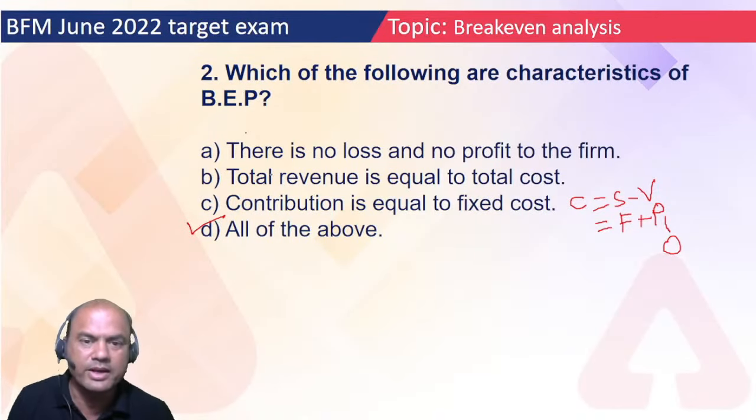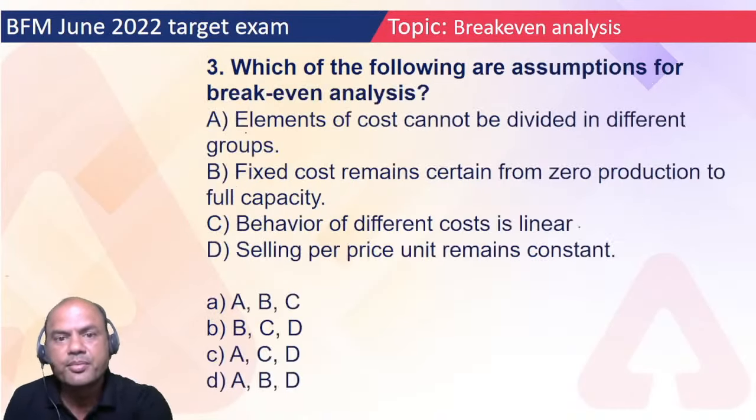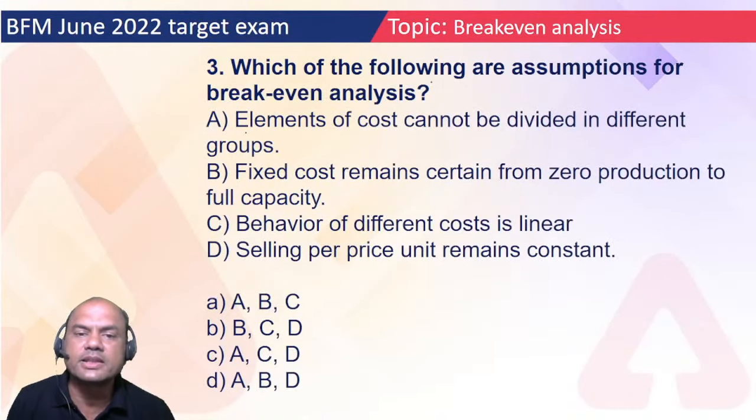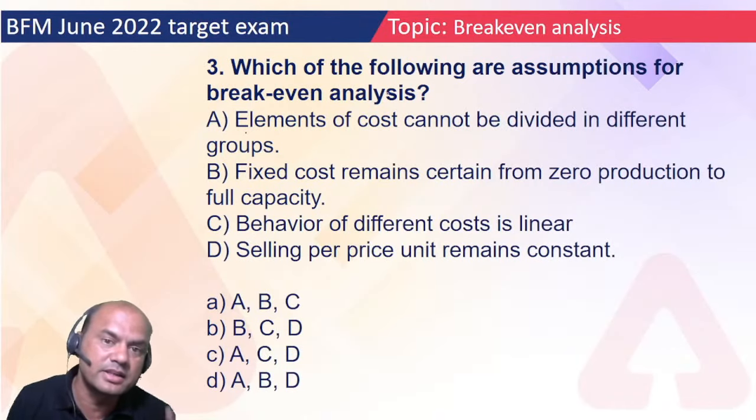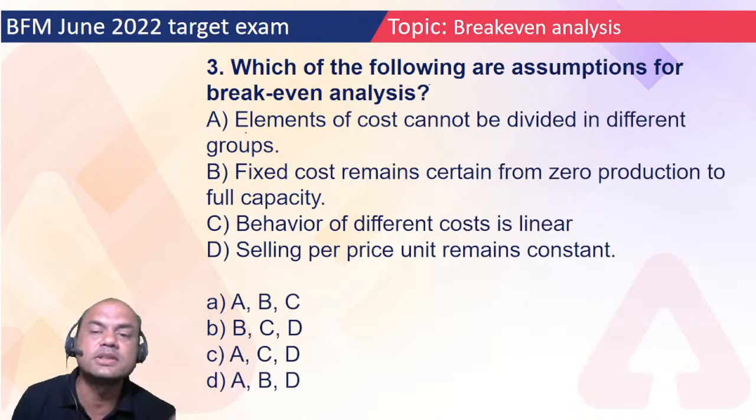No loss, no profit in A. Here also no loss, no profit. Total income equals total outgo. And contribution equals fixed cost, because profit is 0 over here. Which of the following are the assumptions of break-even analysis? Now this is very important. This is related to the market demand which we had studied just now: break-even does not consider market demand.